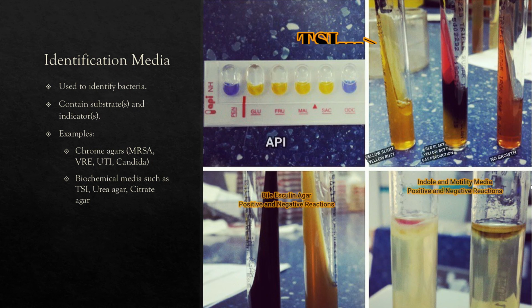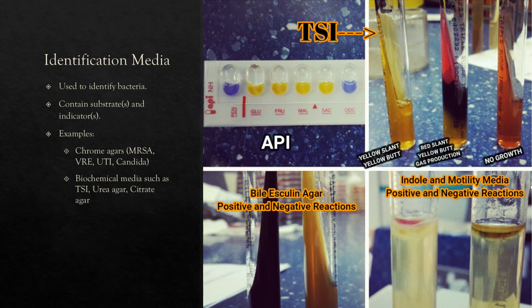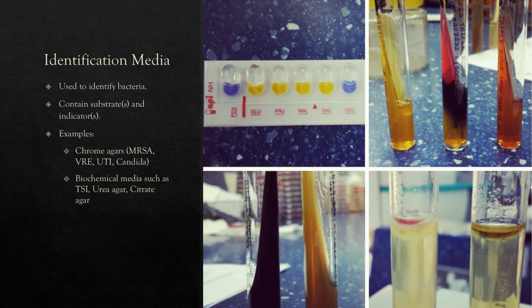Let's understand identification media with the help of examples that are shown on the right in the form of pictures. The first one is API, and this API is specific for Neisseria species. The second one is TSI, and you can see three biochemical reactions. The first one has a yellow slant and yellow butt, and it indicates the growth of lactose fermenting bacteria. The second one has a red slant and yellow butt with H2S production, and it indicates the growth of Salmonella. And in the third one, there is no change in color, and these are non-fermenting bacteria.